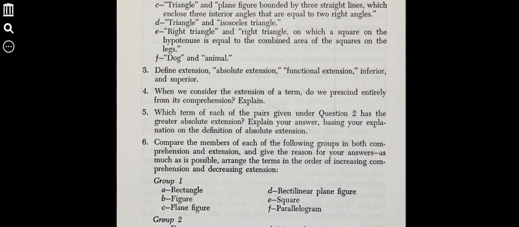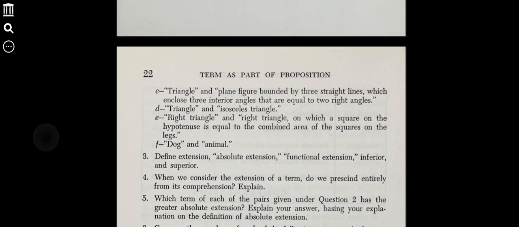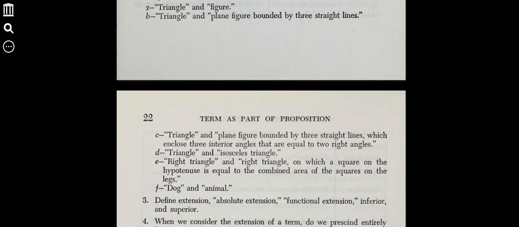Number 5, which term of each of the pairs given under question 2 has the greater absolute extension? Explain your answer, and so forth. So we want to know which has a greater absolute extension. So consider triangle and figure. Well, definitely figure has the greater absolute extension because the subjects that belong to figure are greater than those that just belong to triangle. Or consider dog and animal. Well, clearly animal has a greater absolute extension. Okay, so it's pretty straightforward.